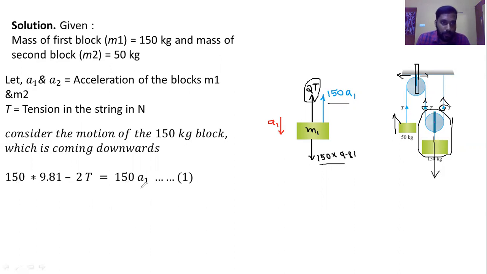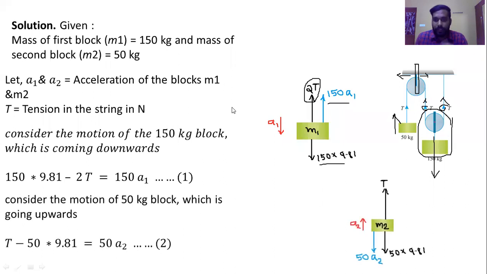This is equation number 1, and we need more equations. So we can consider the 150 kilogram block is going upward with an acceleration A2. So there is only one tension acting on that body. So it is T in upward direction, and the weight is always acting in downward direction, and also the inertial force, because the body is moving upward, so the inertial force is in the opposite direction, 58.2.